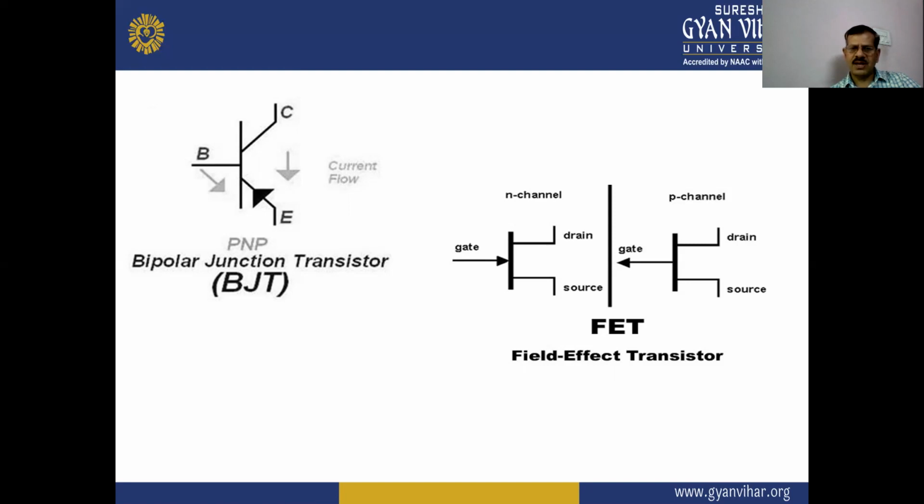The main difference between the N channel and P channel FET is the sign of the arrow in the gate. In N channel, this sign will be inside, and for P channel, this sign in the gate will be outside. So this is the main difference between the N channel FET and P channel FET.